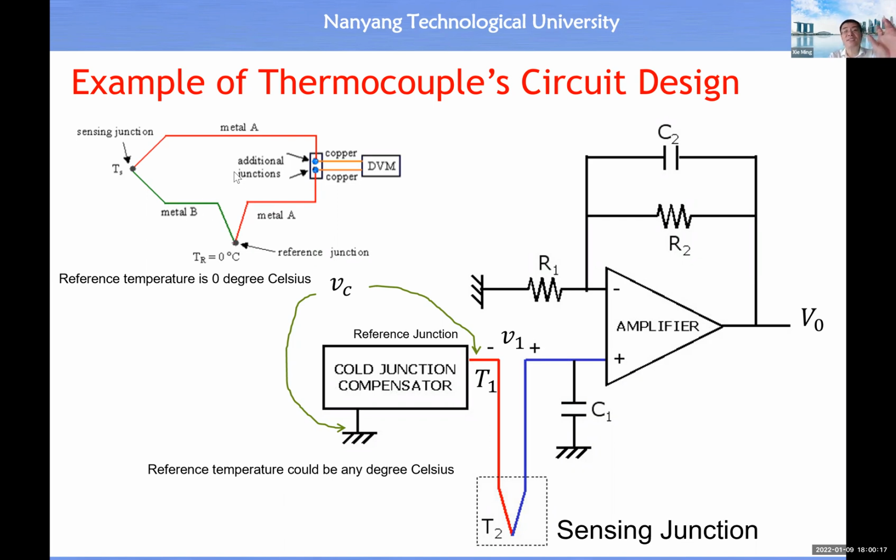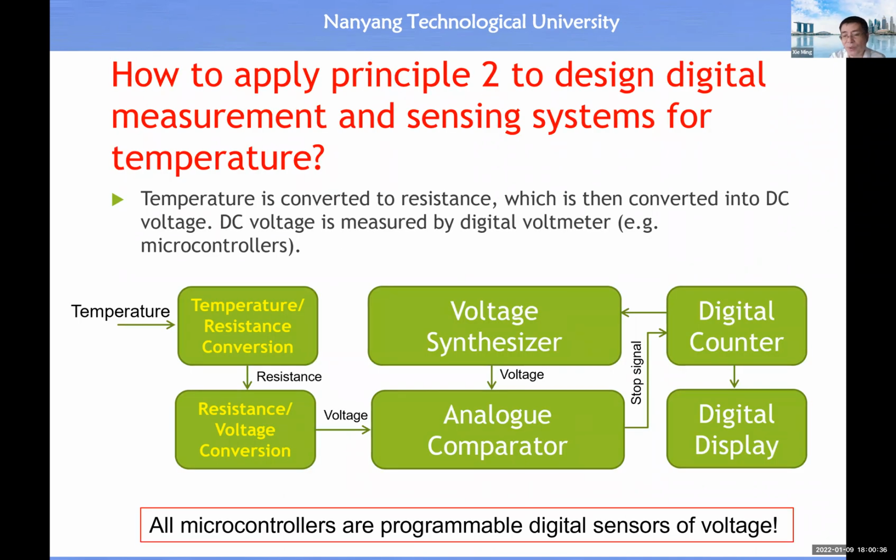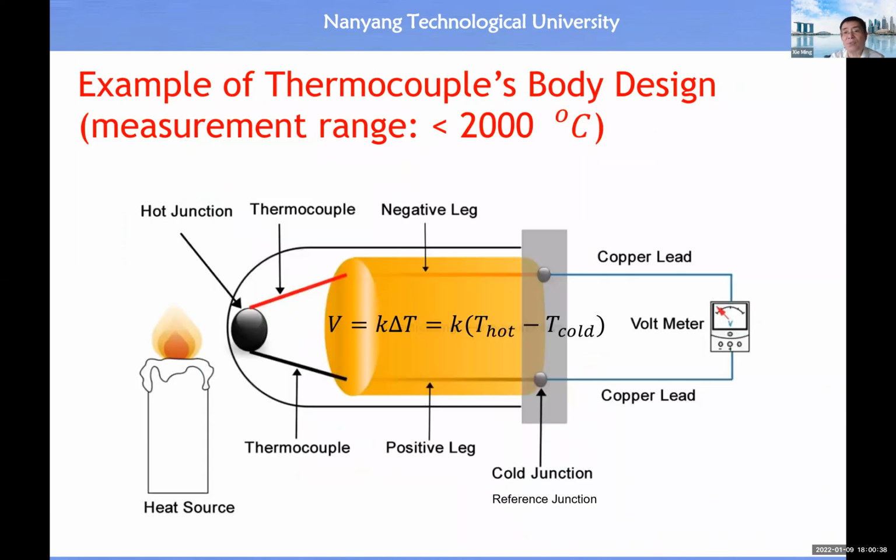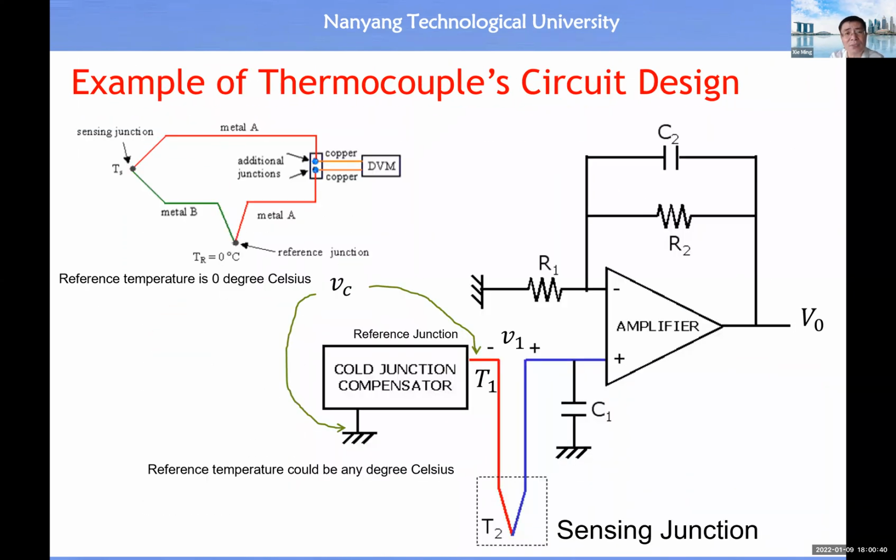So this is an ideal situation. That means one junction is at 0, okay, the reference temperature. Then here is a sensing junction at the point where there is a temperature to be measured. All right, so you see we have an electronic solution. Okay, so then you see principle 1 is quite straightforward. Okay, so we have a solution.